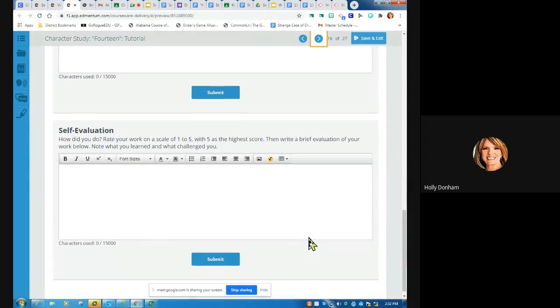And then evaluate yourself. How do you think you did? Rate your work on a scale of 1 to 5, 5 being, I got it, I could probably teach it to somebody else, I know it so well. And then you want to write a brief evaluation of your work. Tell me what you learned and tell me what was challenging, okay? And then hit submit.